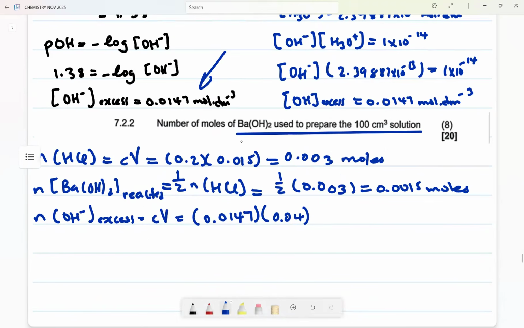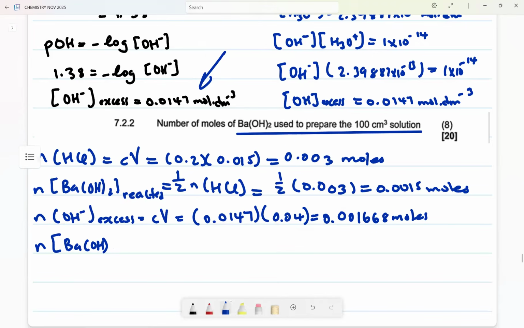Let me just confirm. Where's my calculator? 40 times 10 to the power of negative 3. Yes, 0.04, it's fine. And then we get, it is something like, not a beautiful number at all. Okay, I'll just use it as it is now: 0.001688 moles.